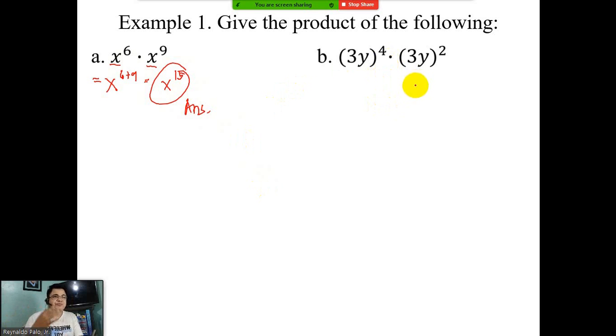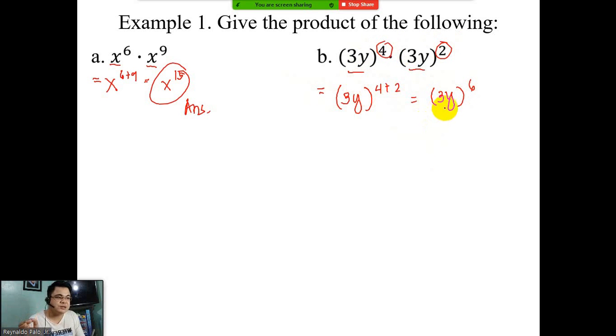As you can see, class, the multiplication law of exponents is not only applicable for a single variable. Here we have 3y, and the bases are the same as well, 3y. Just copy the base 3y, still enclose it with parentheses, and then add the exponents 4 plus 2. So you will be getting an answer of 3y raised to the power of 6. This is not yet simplified, as you can see, there is still a parenthesis. We have to remove this.